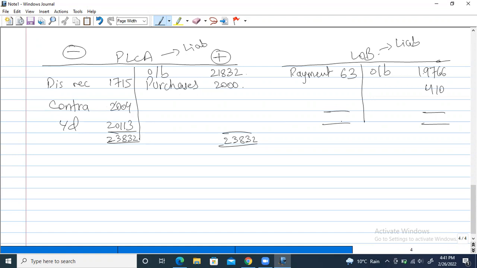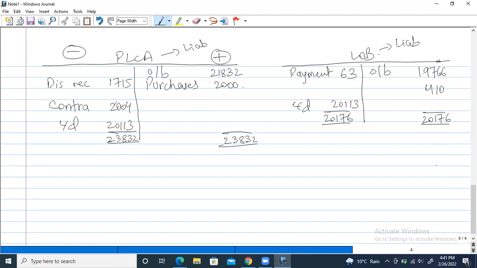So 19766 plus 410. So this is 2176. And if we minus from this 63, you can see the closing balance of both is exactly the same. That means all of the calculations were successful and both of the balances are reconciled. So these were the errors that we corrected.